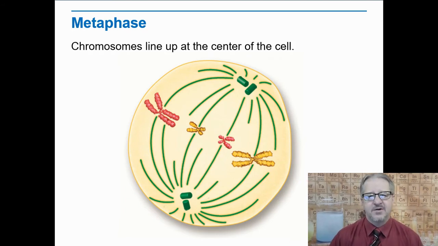And during metaphase, those spindle fibers that were coming out of these centrioles attach to the centromeres, the center part of each of the chromosomes. Remember that there's two copies of each chromosome. So this is one chromosome, and this is a copy of that chromosome. And the spindle fibers are attaching to this chromosome at the centromere, and this spindle fiber is attaching to this chromosome at this centromere. And we're going to find that they actually are going to get pulled apart.